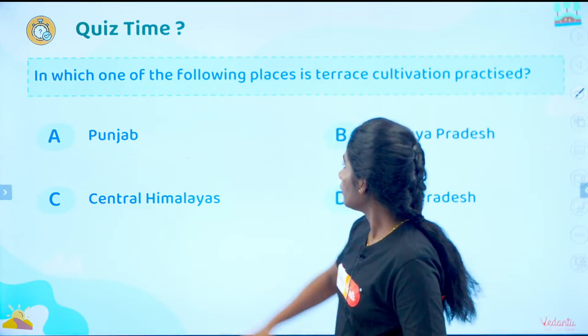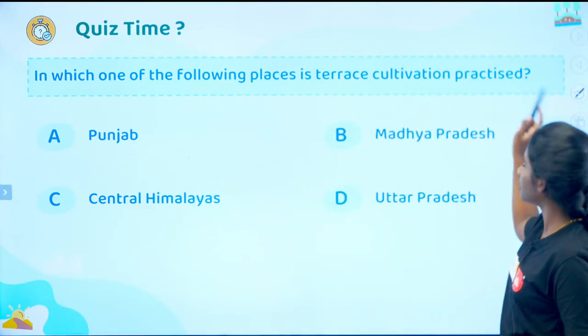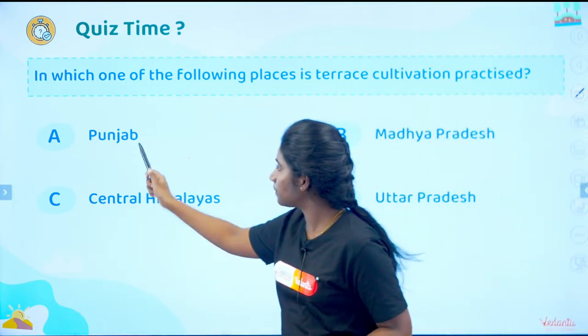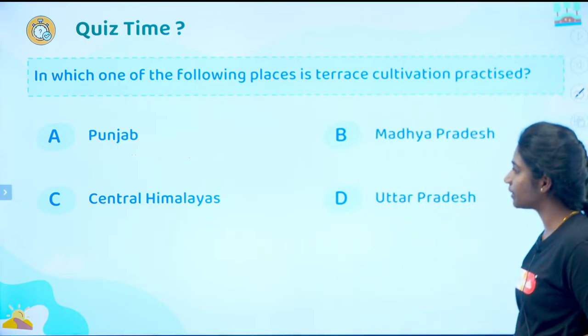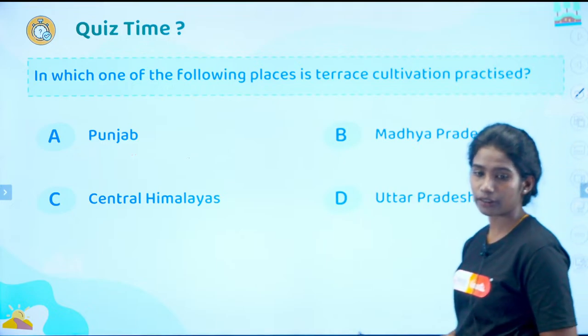Okay? So now, in which one of the following places is terrace cultivation practiced? Option A says Punjab, option B says Madhya Pradesh, option C says Central Himalaya, option D says Uttar Pradesh.